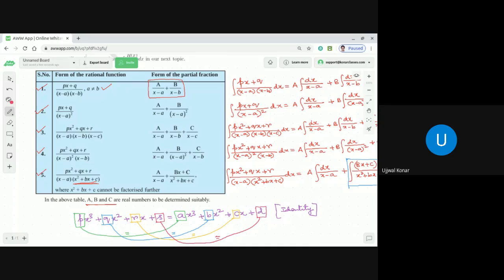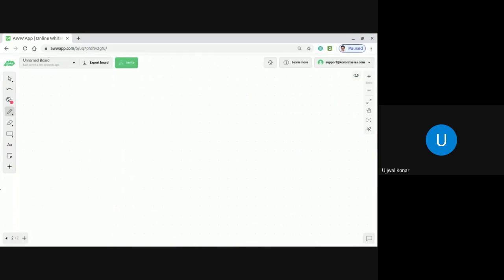Now, can you proceed to solve some examples, dear students? Okay. The first example: integration of dx by (x plus 1)(x plus 2). Simple. You can also do it along with me. So what is the question here? Question 1: integration of dx by (x plus 1)(x plus 2).